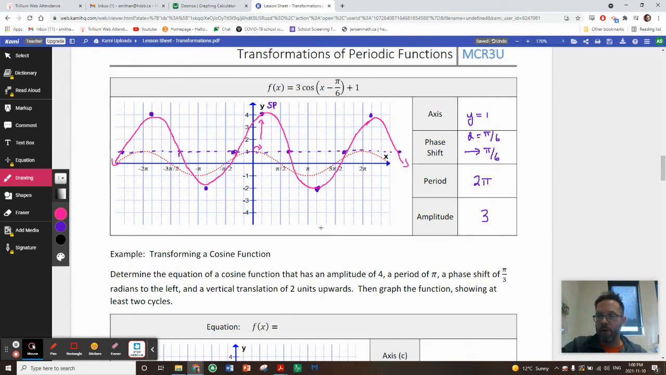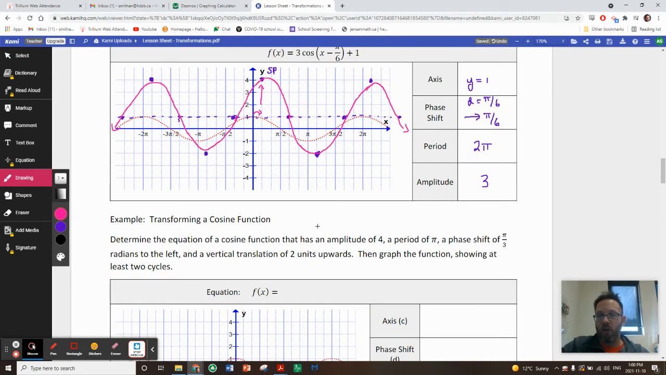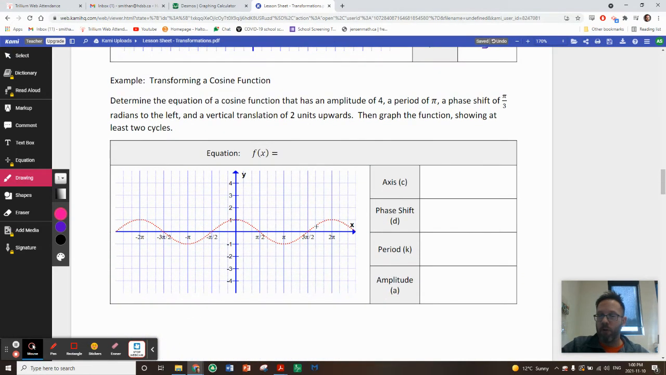Let's get some experience making an equation, and then we'll continue to graph and do a lot of examples today to get a good feel. In this question, we're going to be doing another cosine function. Our cosine function has an amplitude of 4, a period of pi, a phase shift of pi over 3 to the left, and a vertical translation of 2 units upwards. We're going to determine the equation. We can pick off all the properties from there, and then we'll graph the function.